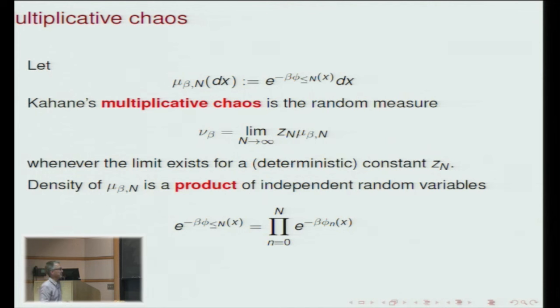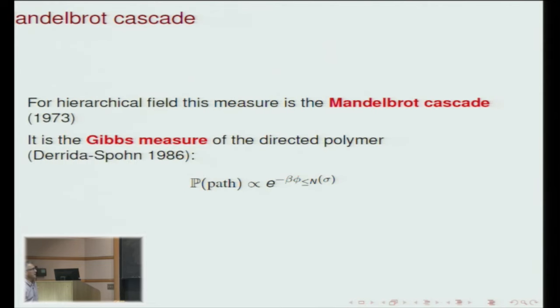Multiplicative comes from the reason that once I write this as a sum over the scales, the exponential of the field is a product over the scales, a product of independent factors. So the density here is a product of independent factors. It's a multiplicative version of the usual Wiener chaos. That was the motivation of Kahane, or maybe even Kolmogorov, I'm not sure. So how to do that? For the hierarchical case, this is actually called the Mandelbrot cascade. If I take the hierarchical field, then the measure is called that.